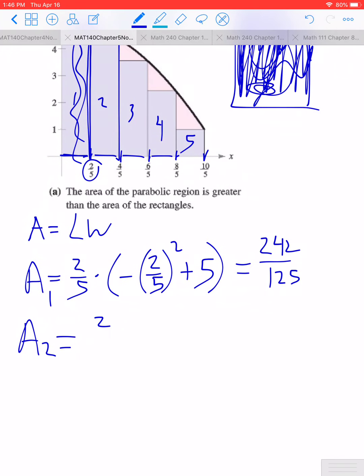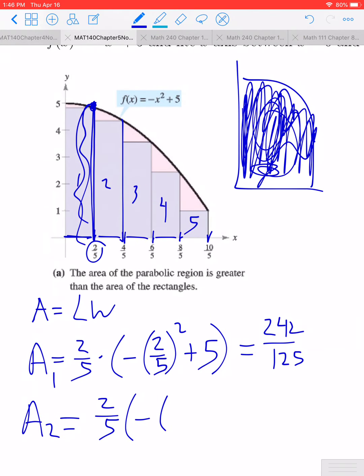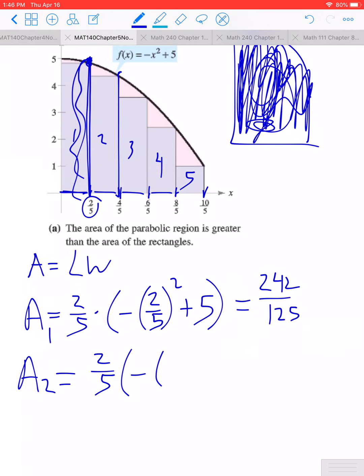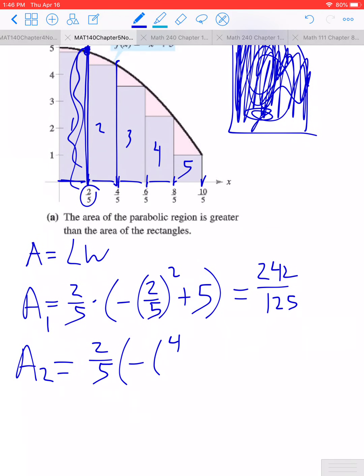Let's calculate the area of the second rectangle. It also is going to have a length of 2/5, and this is going to be negative the height of this thing would be found by plugging in 4/5 into the function. That'd be negative 4/5 squared plus 5.